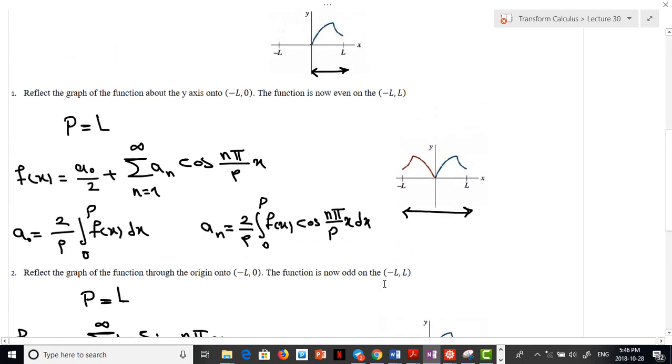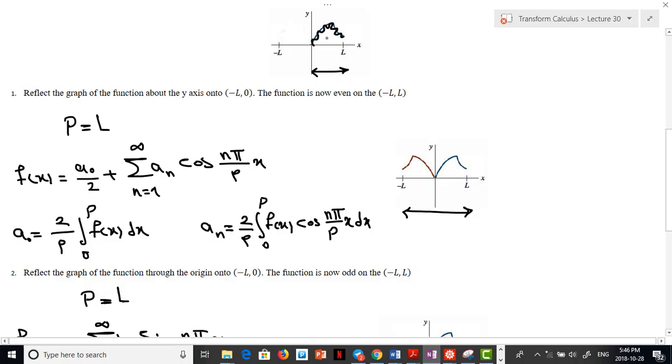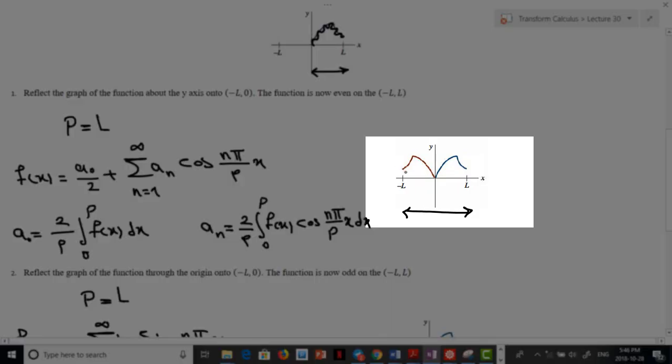So you have to keep in mind that the Fourier series of the function is an estimation of the function. It's something like this. If you use the cosine series, you will end up with something like that. It's the Fourier series of the cosine series.